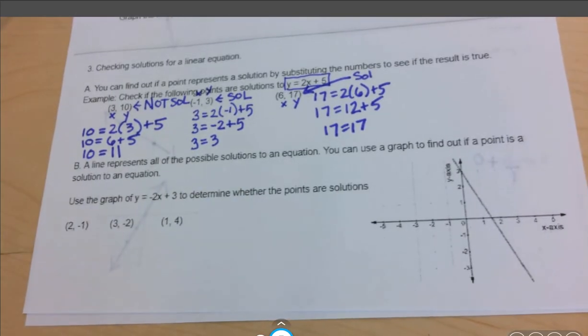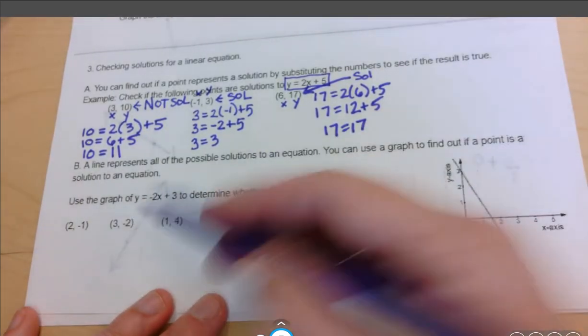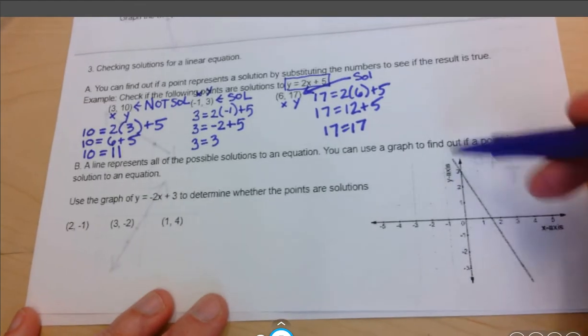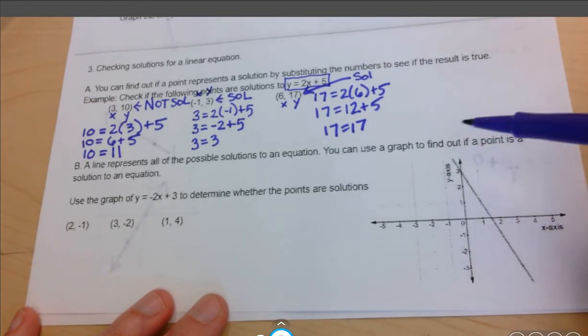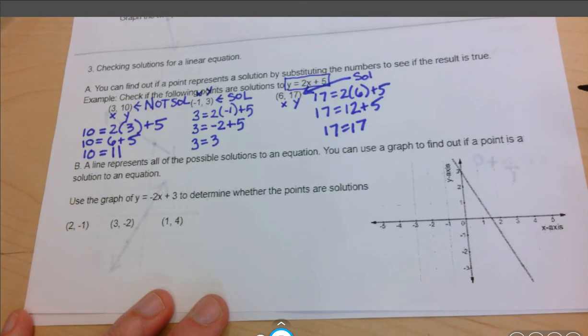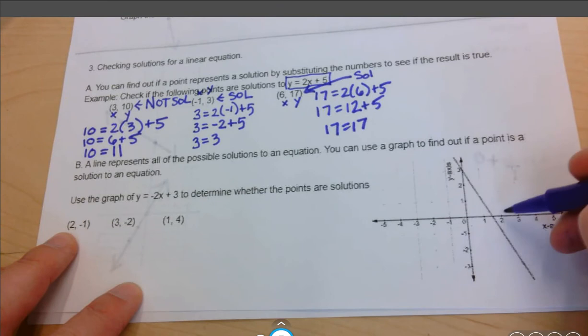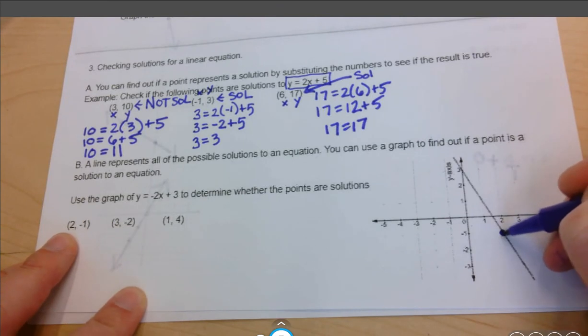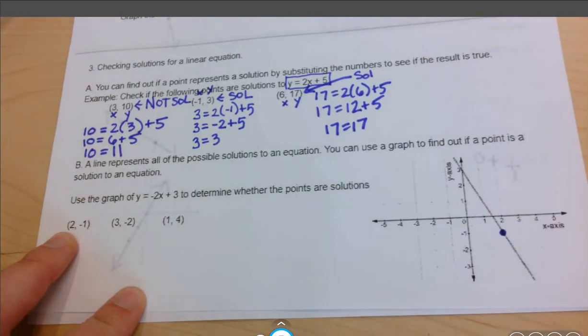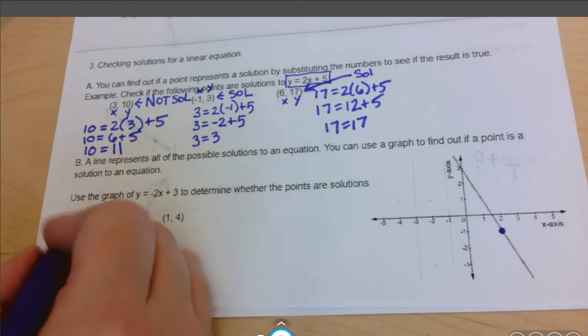So I'm going to show you this graphic part, and if we finish this page early, we'll be done for the day. All right, so here's a graph of y equals -2x plus 3. If it is a solution, it will be on the line. All the points on the line are solutions to the equation. So I have a point 2, -1. Is 2, -1 a solution? I just drew the point. Is it on the line? Guys, let's look at the picture together. Is 2, -1 on the line? Yeah, it's on the line, so that means it's a solution.